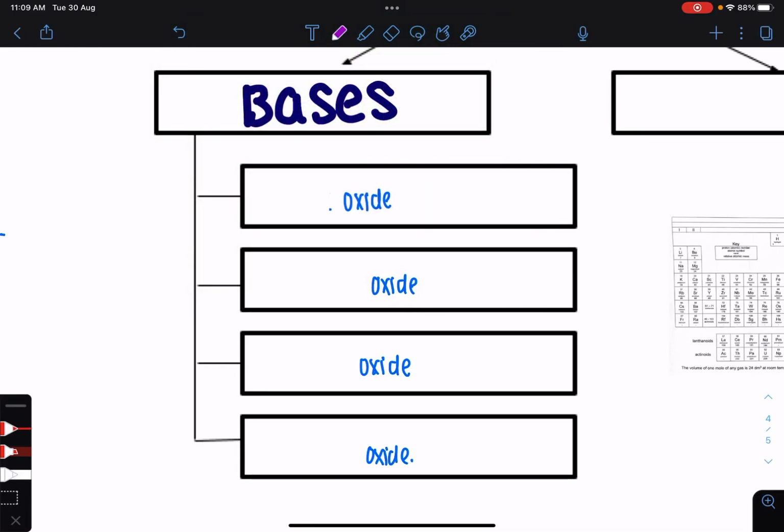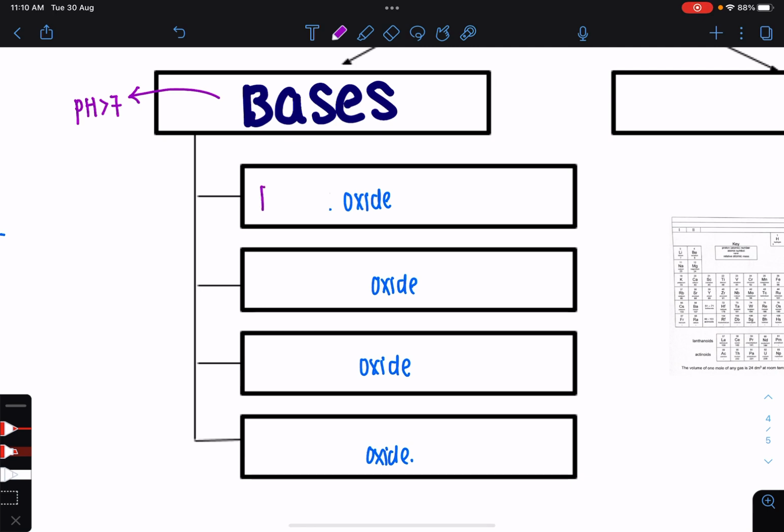Alright, in this video we'll be looking at the 4 types of bases. So just a brief recall, what are bases? Bases are anything with pH level more than 7. It also feels soapy and it will taste bitter. Not that you should taste it, but there are 4 types of bases, right? All the bases, they end with the word oxide.